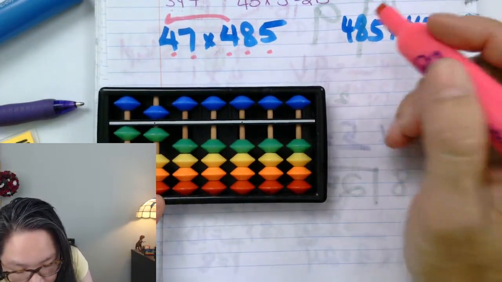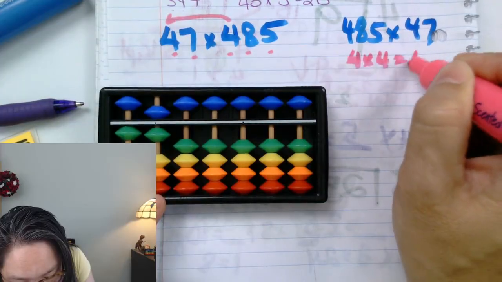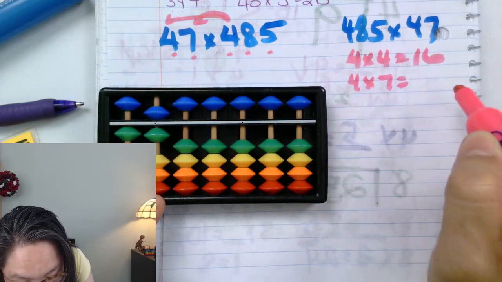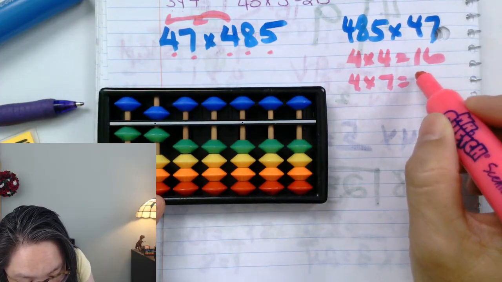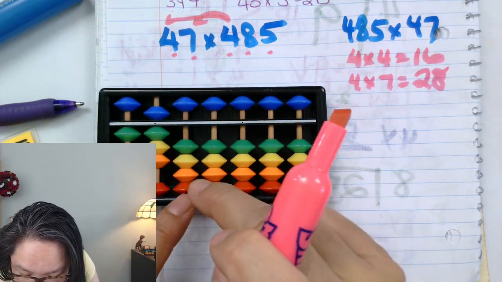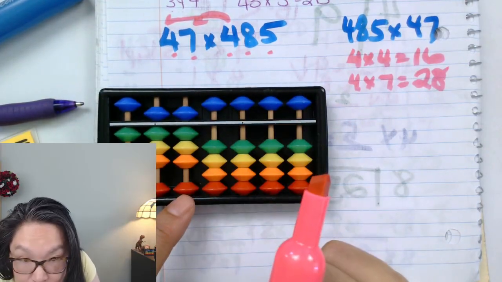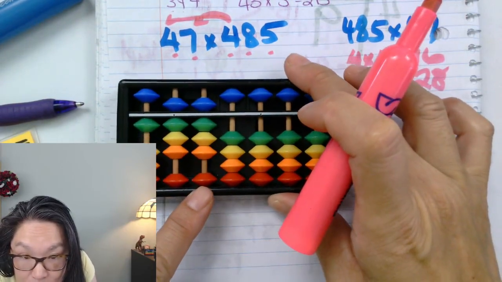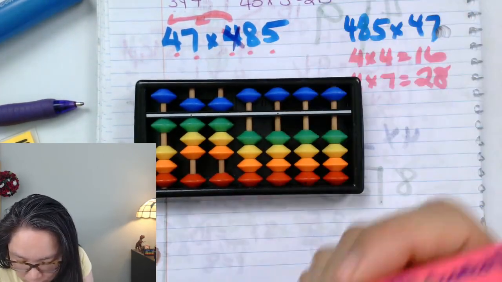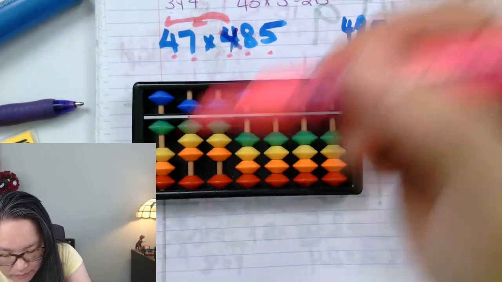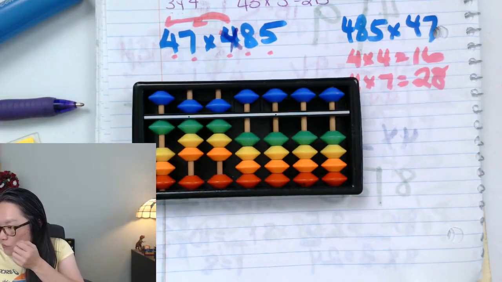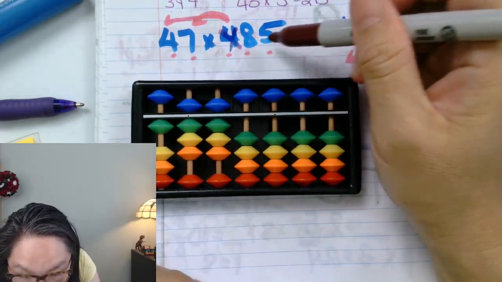Let me see if I can do it that way. 4 times 4 is equal to 16. So then we're doing here. 4 times 7 is equal to 28. Is it 28? Yeah. Add 2, add 8. Okay. Now what? We're done with this. We've got to reassess. We've got to figure out what we're going to do.